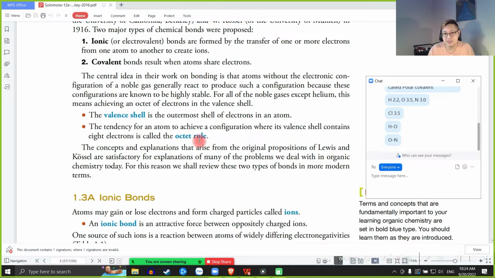And how about octet rule? What is the octet rule? Okay, they say here, octet rule is the tendency for an atom to achieve a configuration where its valence shell contains 8 electrons. So basically, it's just a tendency to fill up 8 electrons in the valence shell, in the outermost electron shell. So 8 is the magic number here.